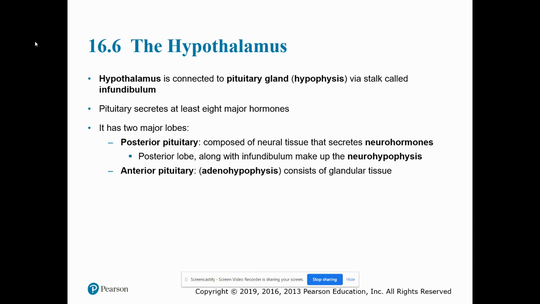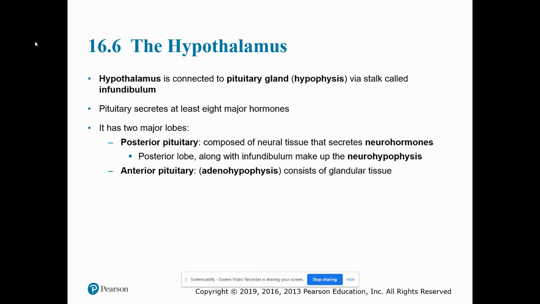So, all right. The hypothalamus. Hopefully you remember where the hypothalamus is. The hypothalamus is in the brain, right? It's connected to the pituitary gland, the hypophysis, via a stalk called the infundibulum. The pituitary itself secretes at least 8 major hormones. We're going to talk about 8 major hormones anyway. And the pituitary has 2 major lobes.